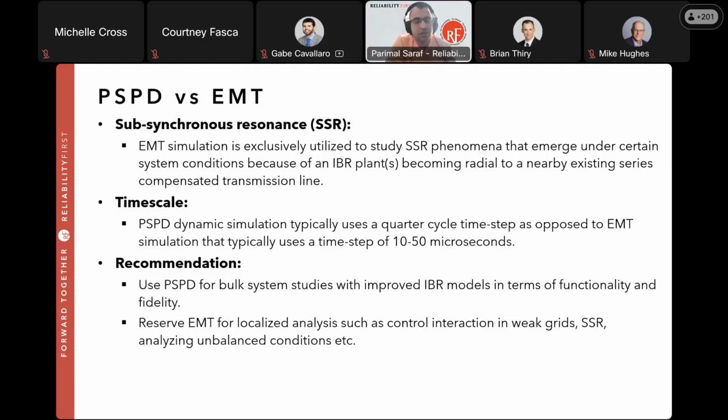So the recommendation is that positive sequence phasor domain tools are still the recommended tools for bulk electric system studies with improved IBR models. EMT tools are recommended when there are some localized types of studies that need to be performed, such as control interaction in weak grids, SSR, and analyzing unbalanced conditions. So that's pretty much the recommendation for using each of these software tools. Next slide, please.